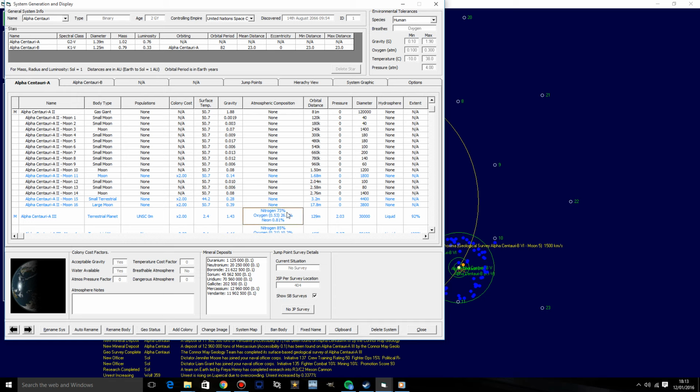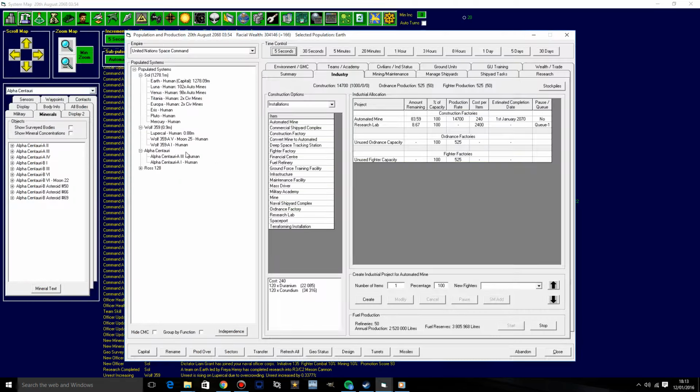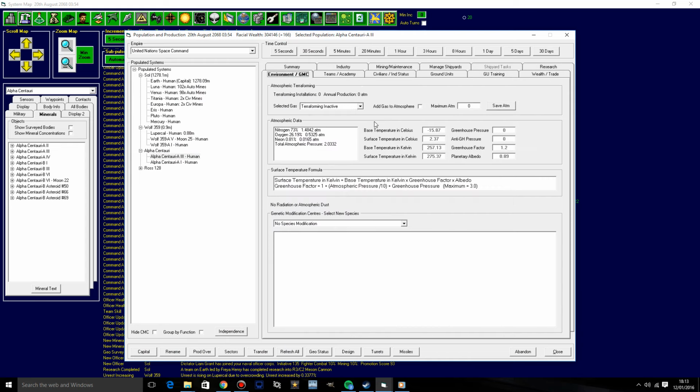Right, so I think there's a maximum amount of oxygen, so if we take a look, geostasis. Not what I'm looking for. Ban body. Change image. Let's go over to this then. Environment. Okay. Atmospheric pressure is 2.03. Right, so I think there's actually too much oxygen on this world.